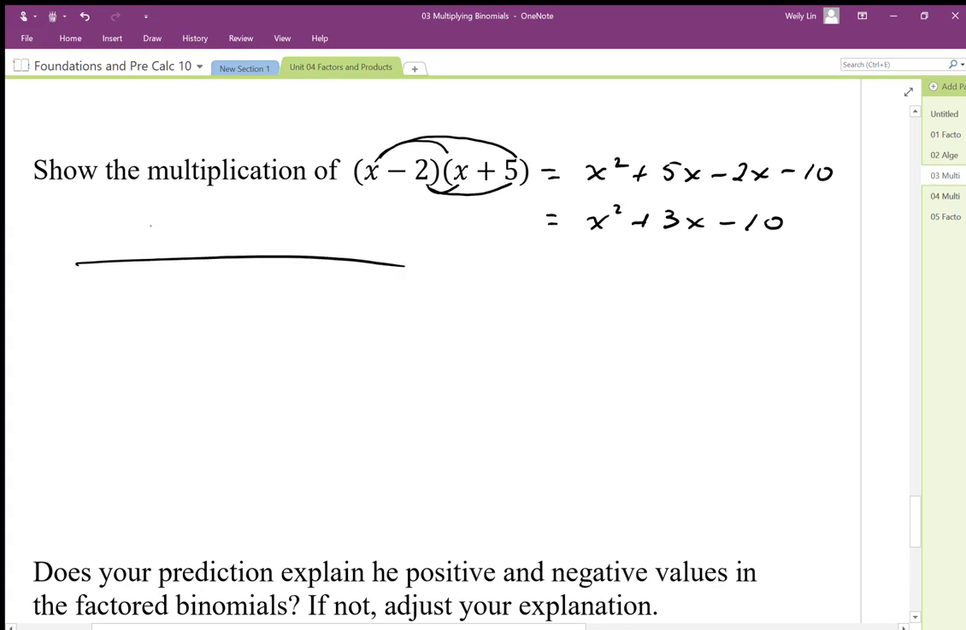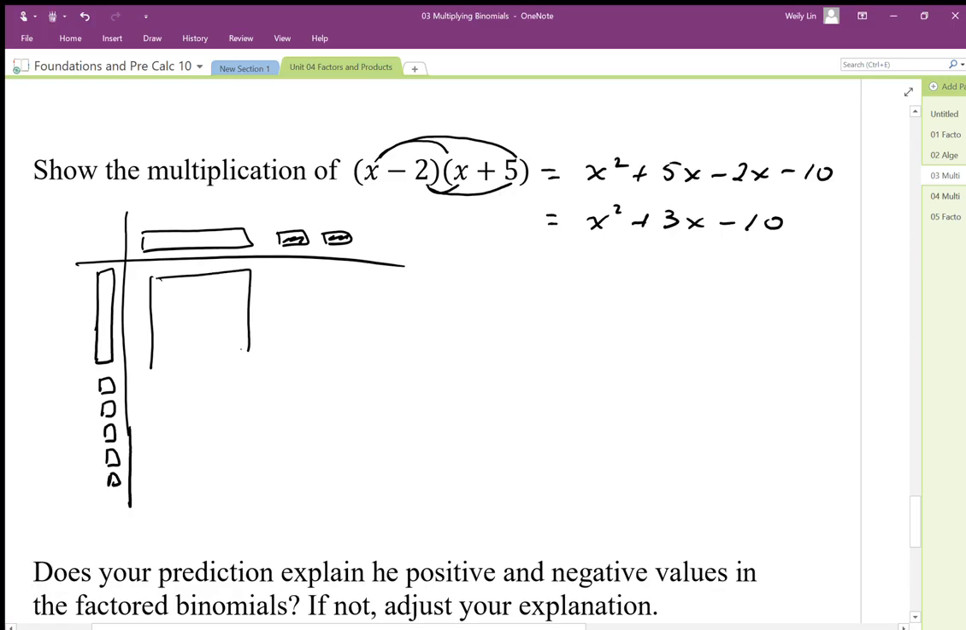If we show the algebra tile model for this, we end up with x plus negative 2 along this edge. I'm going to have x plus 5 along this edge. We end up with our x squared tile. That's our first times first. Our outside, 5 times x, is going to give us these positive 5x's here.